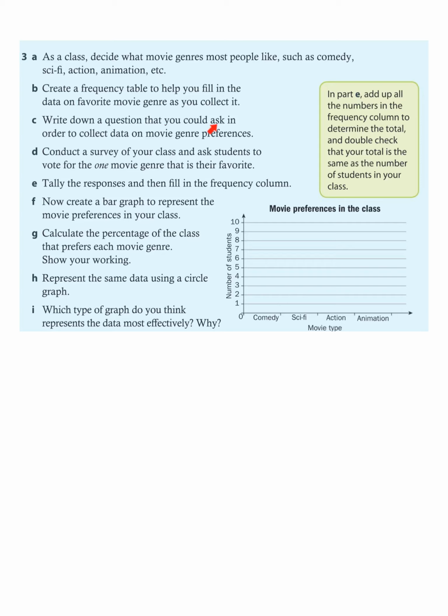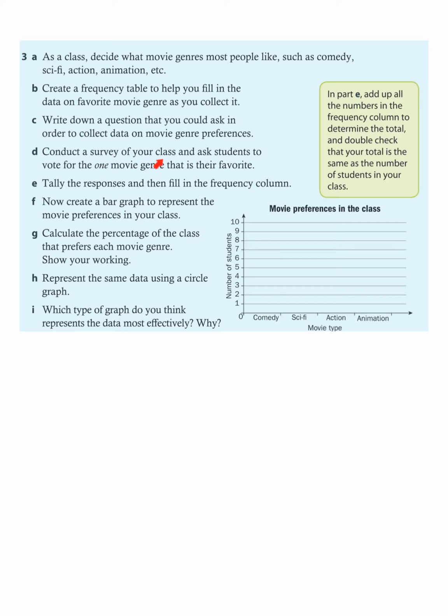Then it says write down a question that you could ask. Okay, so you've made up the table, you've got the movie types. What question would you like? Well, if we go back to here, here the title, movie preference in the class, so maybe movie preference of my friends and family and classmates. So your question might be, what kind of movie do you prefer? What kind of movie genre? What kind of movie type do you prefer? And if they say comedy, you just put the tally mark next to comedy, and then you ask somebody else. So try to ask about 15 to 20 people your question that you write here.